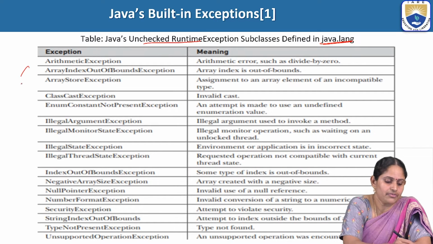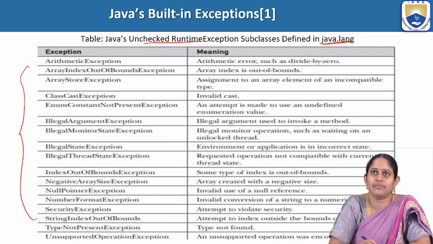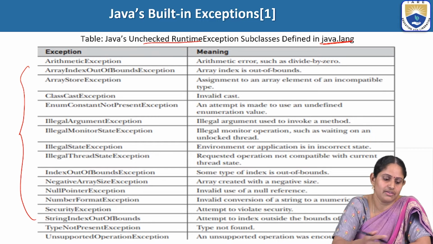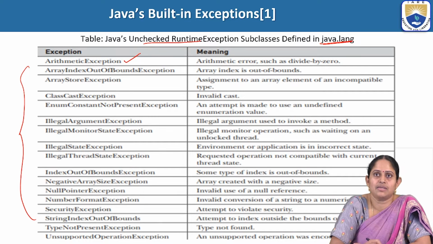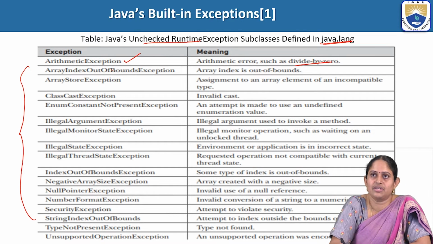So these are some of the exceptions being handled by the built-in exceptions which are available inside Java. An arithmetic exception will be thrown when the code is performing a division operation by 0. So when there is a division by 0, the arithmetic exception will be thrown.